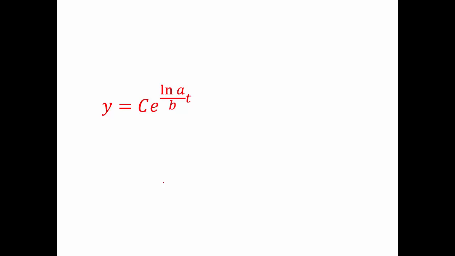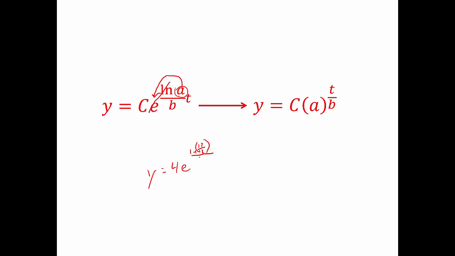So just to reiterate, in general, if you have a model that looks like this, where you have the e and the ln still in there, you can just simplify it in one quick step by canceling the e and the ln and bringing the a down as your new base. All right? So if you have e to the ln of a over b, whatever that k value happens to be, you can cancel the e and the ln and bring the a downstairs, leaving the b and the t still in the exponent. So if I have y equals, let's say, 4e to the ln of 17 over 12 all over 4 times t, you can cancel out the e and the ln real quick, and you're left with y equals 4 times 17 over 12, because that's what was inside the logarithm, raised to the t over 4. In one quick step without having to do all the work.